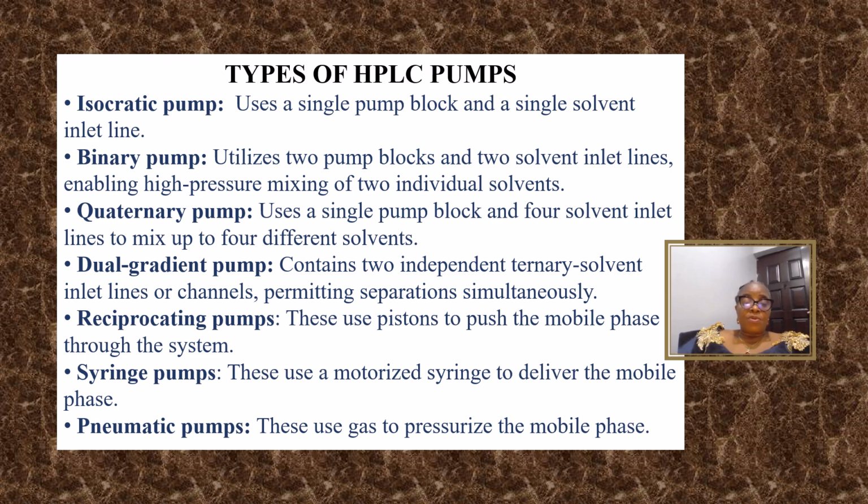We have the reciprocating pumps. These use piston to push the mobile phase through the system. We have the syringe pumps. These use a motorized syringe to deliver the mobile phase. And then we have the pneumatic pumps. These use gas to pressure the mobile phase.